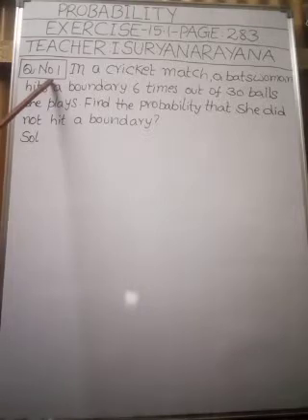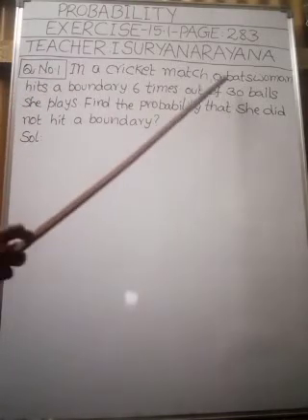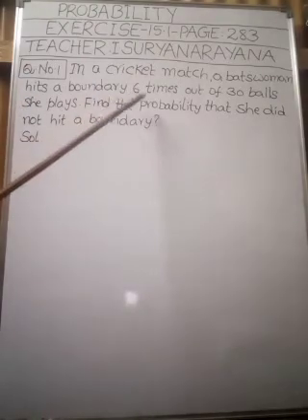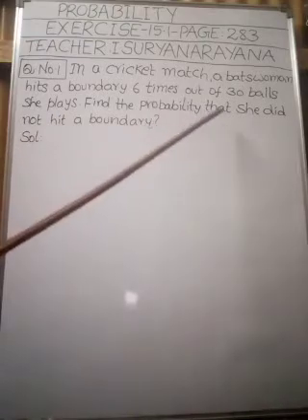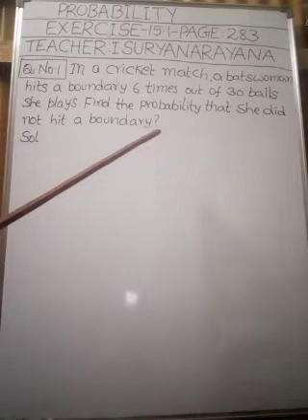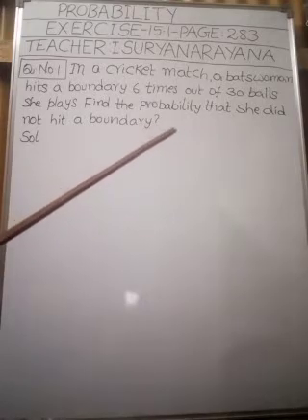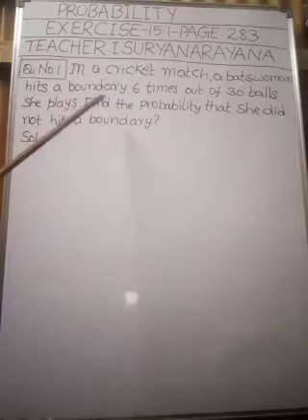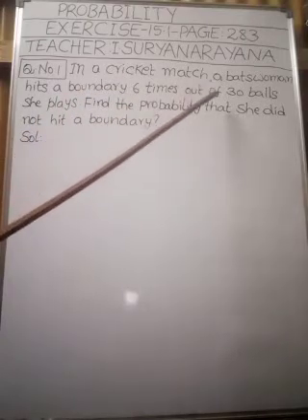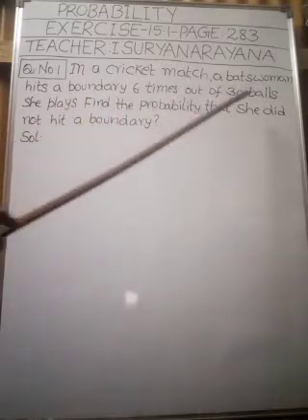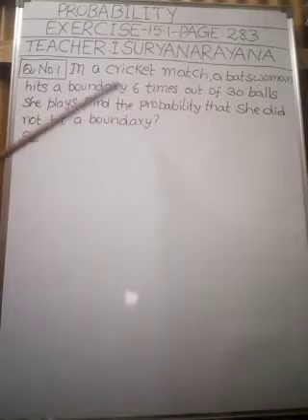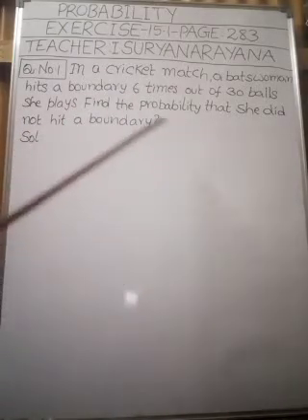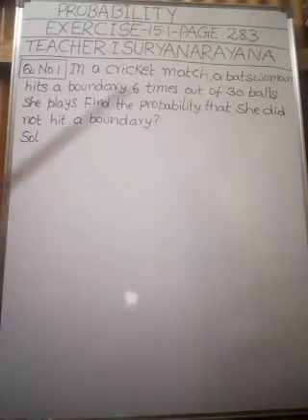First question in the exercise. In a cricket match, a batswoman hits a boundary 6 times out of 30 balls she plays. Find the probability that she did not hit a boundary. Understood this question, my children? A batswoman is there. She hits 6 times out of 30 balls she plays. She played 30 balls. Out of 30 balls, she hit 6 times a boundary. Understood this point, my children? Now we have to find the probability that she did not hit a boundary. Understood this point, my children?